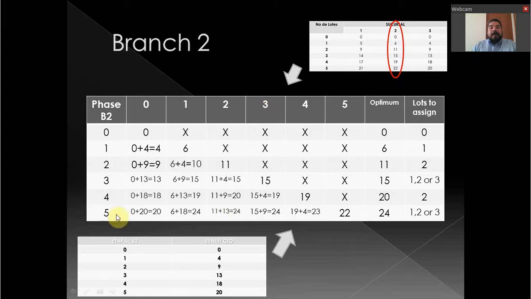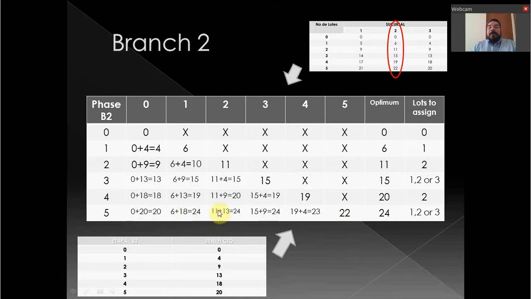If I assign 3 of the 5 lots, I have a benefit of 15 in branch number 2, plus the benefit of 9 in branch number 3 for having 2 lots assigned at branch number 3. And if I assign 4 lots to branch number 2, I have a benefit of 19 plus the benefit of 1 lot in branch number 3, that is 4, and it equals 23,000 pesos. And if I assign the 5 lots to branch number 2, the benefit of this is 22,000 pesos.